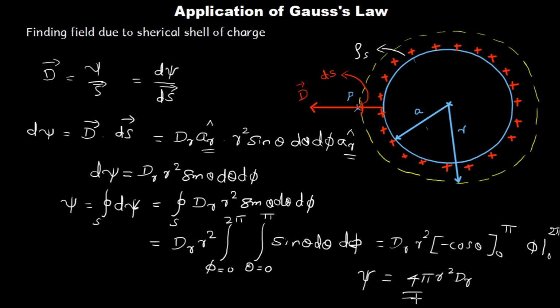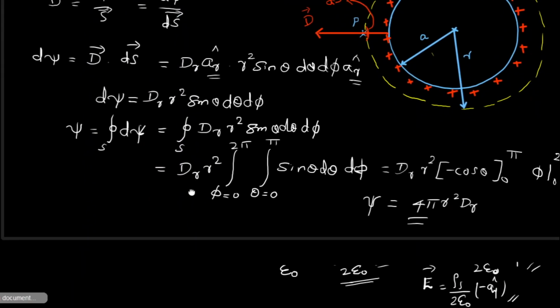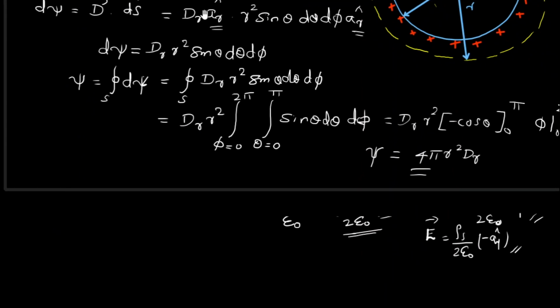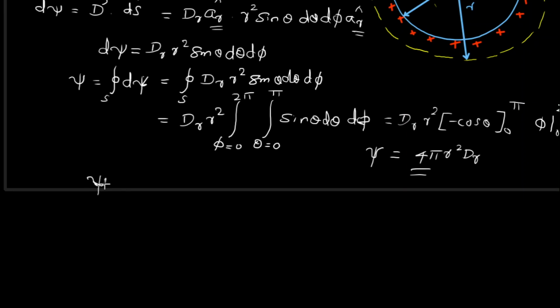It can be evaluated using this mathematical equation. But my intention is not to find the total flux coming out. My intention is to find the field at point P, at any point P outside the shell. So let me apply Gauss's law now. Applying Gauss's law, I get psi is equal to Q.